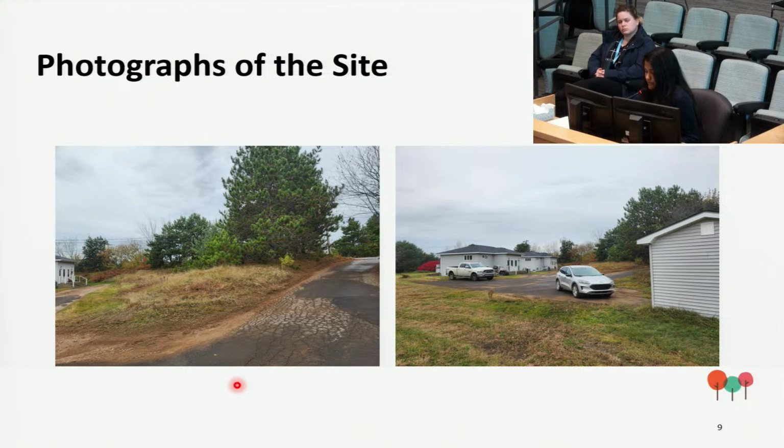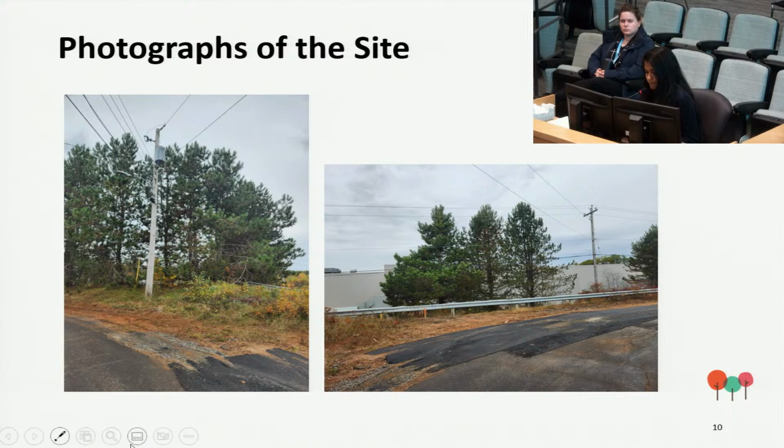The image to the left shows the access providing entry to the property and to the lots, and the image to the right shows the two existing two-unit dwellings. And the image to the left here, this is the Nova Scotia easement. As you can see, it's currently vegetated.